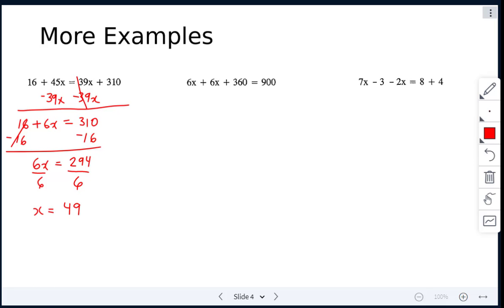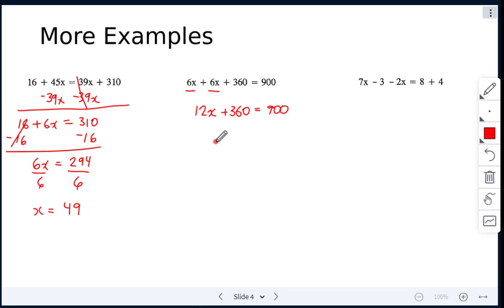All right, so in this question, we have 6x plus 6x plus 360 all on the left-hand side, and is equal to 900. Because we have a 6x and a 6x here on the left-hand side, you can collect those together before we start moving things over the equal sign. So 6x plus 6x, that gives me 12x plus 360 is equal to 900. All right, so that would be the first step, is collecting the like terms that you can on the same side of the equal sign.